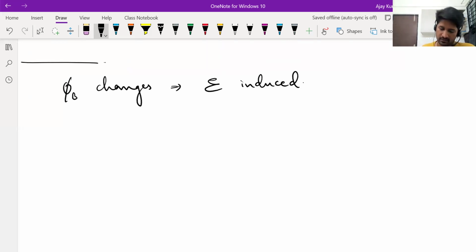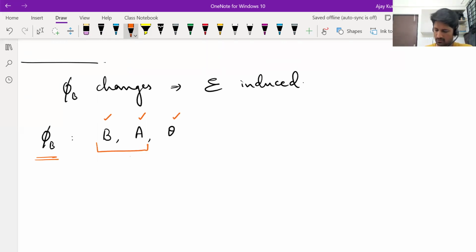Now, flux is a quantity which depends on the magnetic field, it depends on area, and it depends on the angle between field and area, the orientation between them. So if you want to change flux through a loop or a coil, you can change the magnetic field, you can change the area, you can change the orientation, you can change two of these, or you can change all three also. So by varying one or more of these three terms, the flux through a coil can be changed. And when flux changes, EMF will be induced.